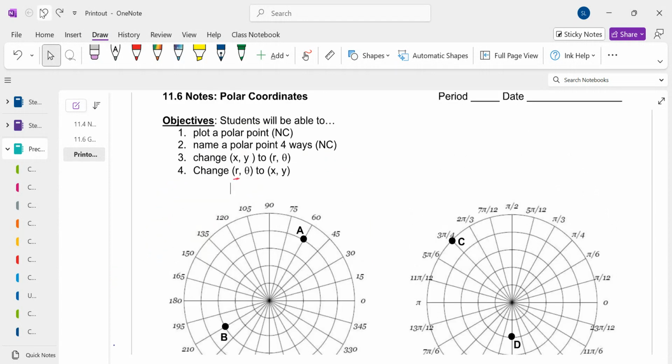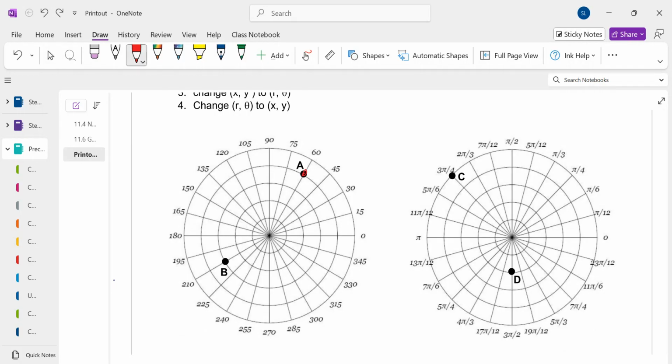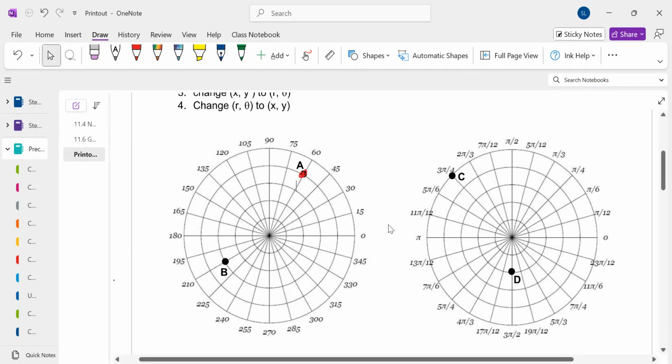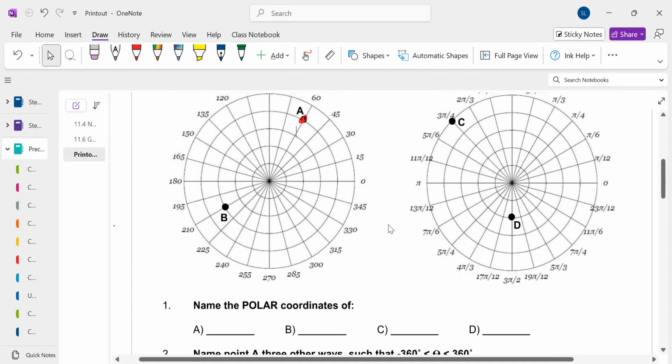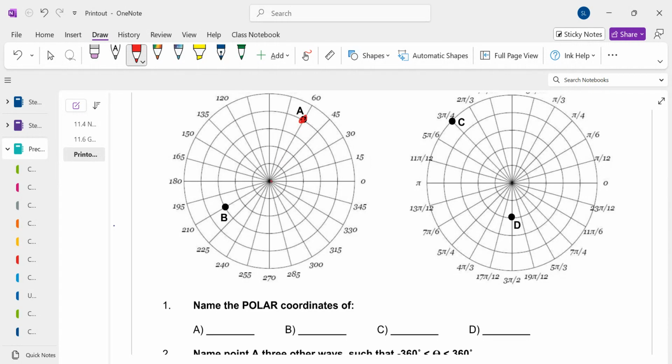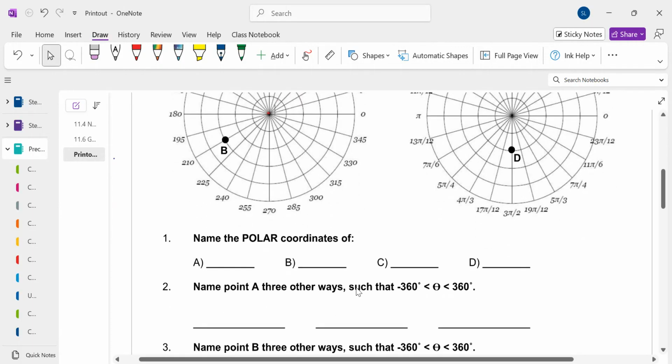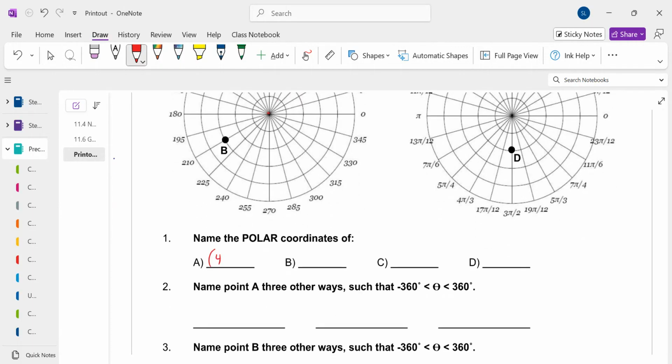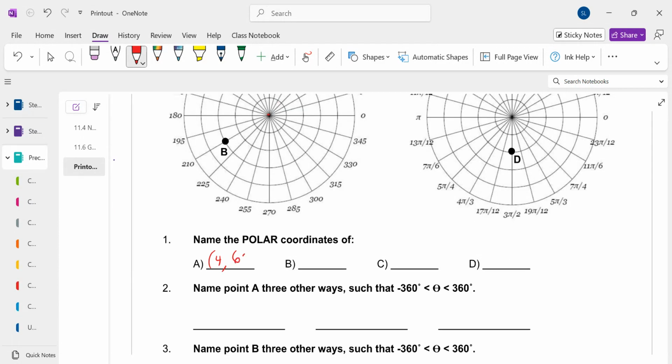The first thing we're going to do is name some coordinates. I'll color code this a little bit. Let's do point A, and I want to name that r comma theta. We can count that it's from the pole 1, 2, 3, 4 rings away, so it's 4 units from center. And that's at an angle of 60 degrees. So I'm going to call that 4 comma 60 degrees.